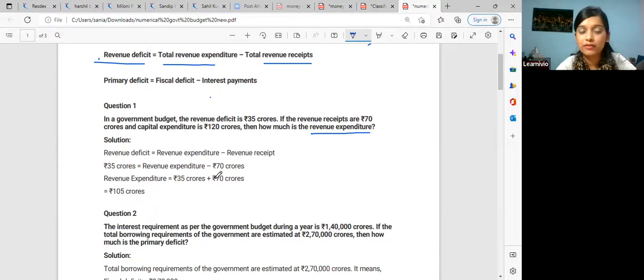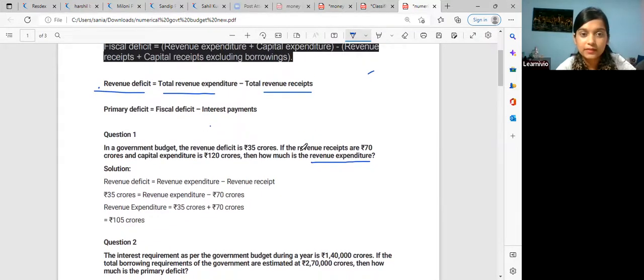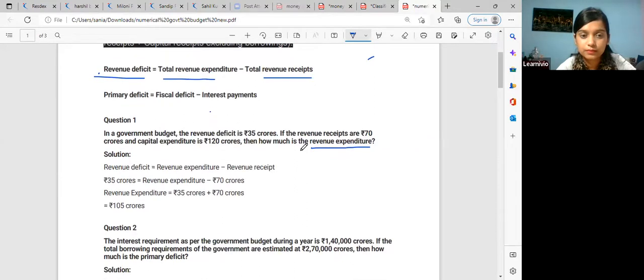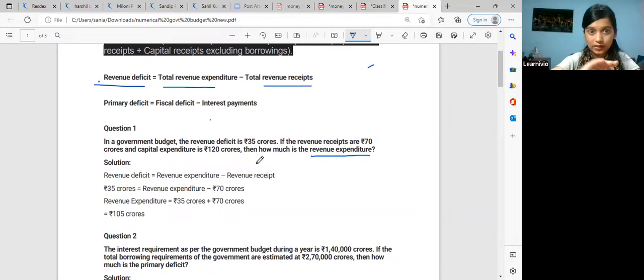So quickly everyone will solve it out. You won't be taking more time. Just don't write everything, just write the values. Revenue deficit equals 35 crore, revenue receipt 70 crore, capital expenditure 120, and the revenue expenditure. Okay? Getting it? Yes, teacher.